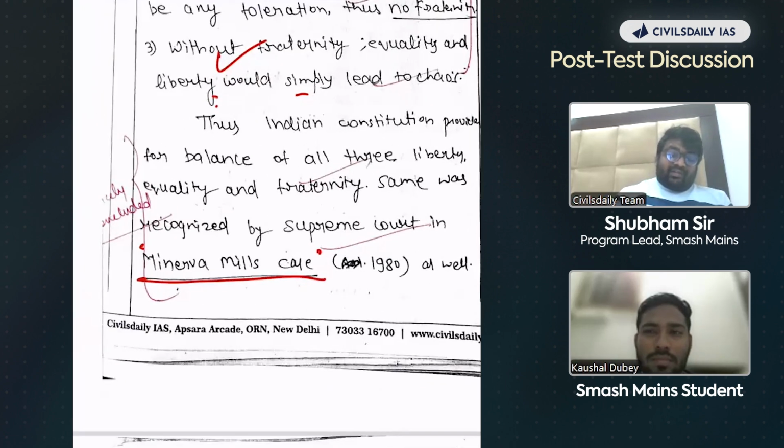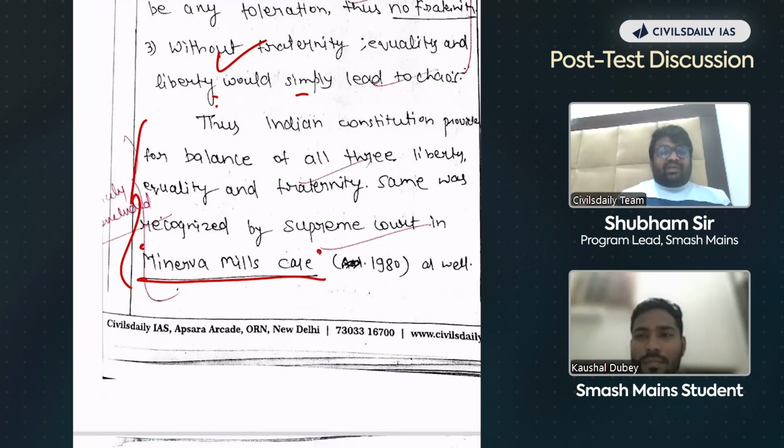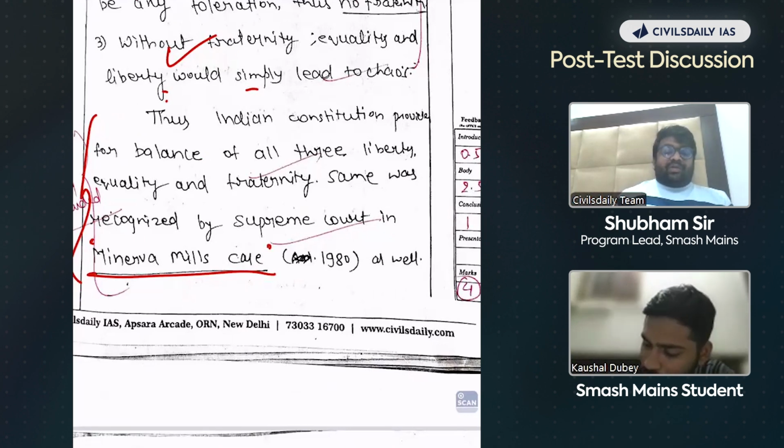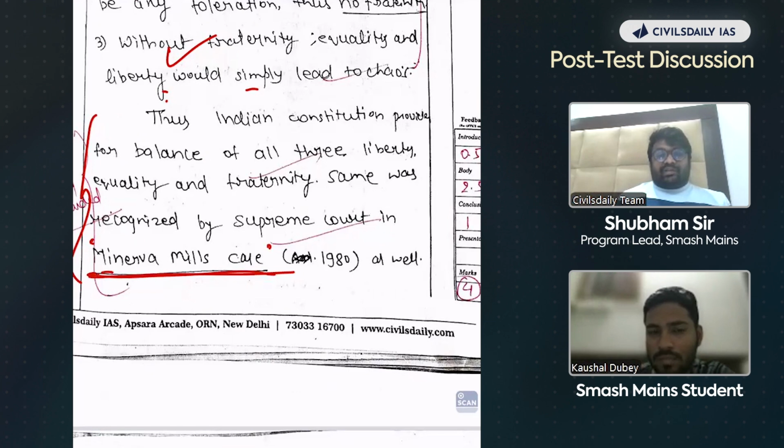Again, you could have made this concise. Keep your conclusions as brief as possible. Today I have created a group and I have uploaded the toppers' copies. तो मुझे किसी भी टॉपर कॉपी का 5 या 6 लाइन का कंक्लूजन दिखाओ, 2 या 3 क्वेश्चन छोड़ के. ठीक है, you could have simply written that the trinity of liberty, equality, fraternity is also recognized by the Supreme Court in Unnikrishnan's case. That's it.